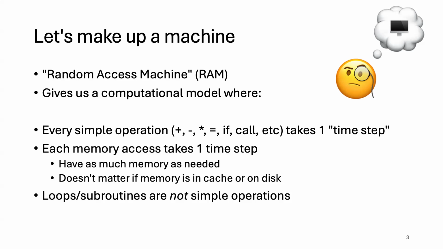The important thing here is we assume that loops and subroutines are not simple operations. And so this should feel familiar from Big O, right? Where one of the things you're taught in Big O is look at the loops and pretty much ignore everything else. This is kind of what we're doing, except we're trying to formalize it a little bit better. So loops and subroutines are not simple operations.